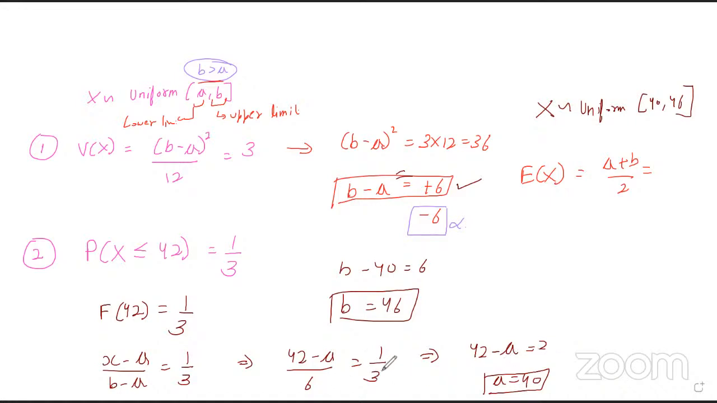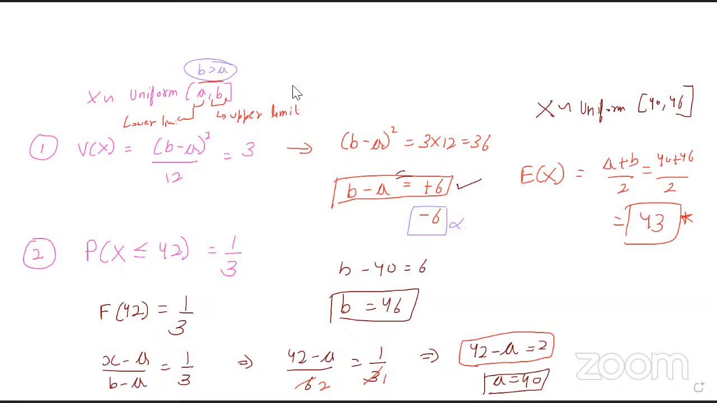Okay. So it's 3 1, it's 3 2, right? So 42 minus a is equal to 2. Okay, sir. So a would be 40, right? So the expected value would be nothing but 40 plus 46 over 2, which is 43. 43. Any doubt in this, anyone?